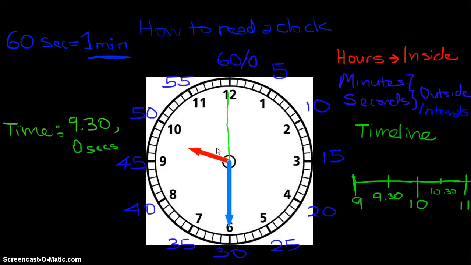Okay, for this video, I'm going to explain why you read this hour hand as 9 and not 10. Although it's in between 9 and 10, you read it as 9:30. Why? Because if you rewind the clock backwards, remember how I mentioned that every hand on a clock moves in a clockwise direction. This second hand moves in a clockwise direction, this minute hand moves in a clockwise direction, and the hour hand moves in a clockwise direction.